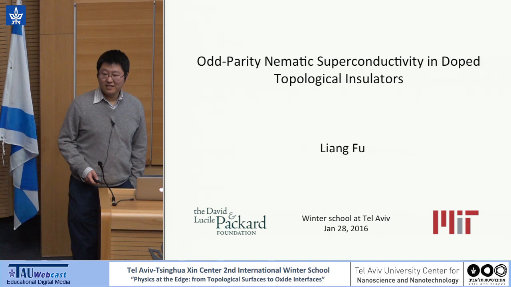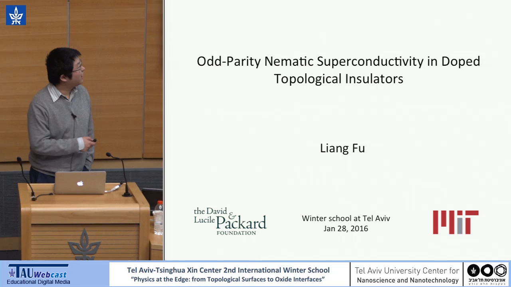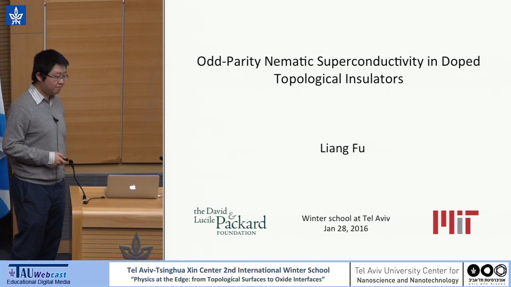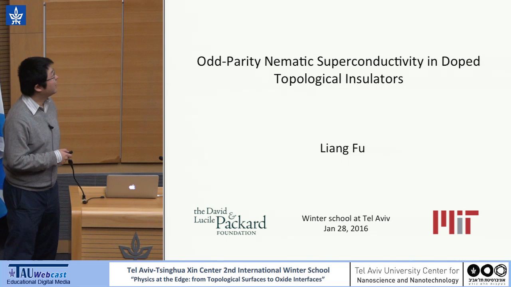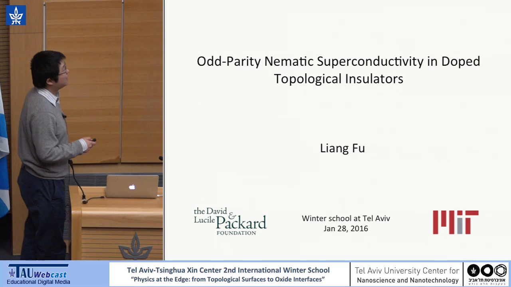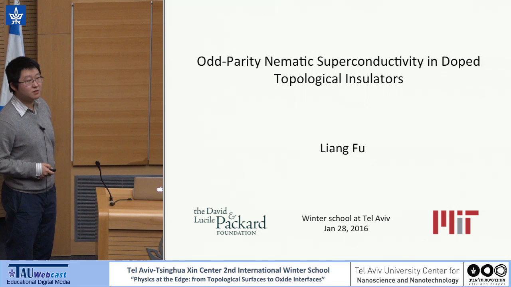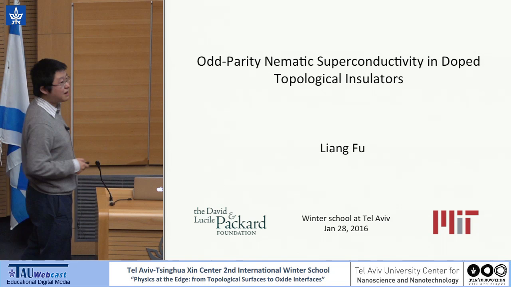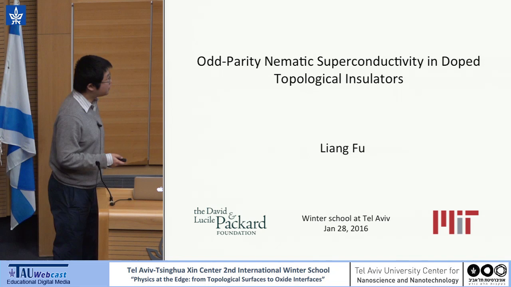Okay, so thank you. I'd like to first thank the organizers for inviting me. Today I'm going to talk about superconductivity in doped topological insulators, in particular copper-doped bismuth selenide and closely related compounds. I'll describe some recent experimental and theoretical progress that gave strong evidence that the superconductivity in these systems is quite unconventional, that the pairing order parameter is odd parity and anisotropic, spontaneously breaking the symmetry of the crystal. That's why we call this odd parity and nematic superconductivity.